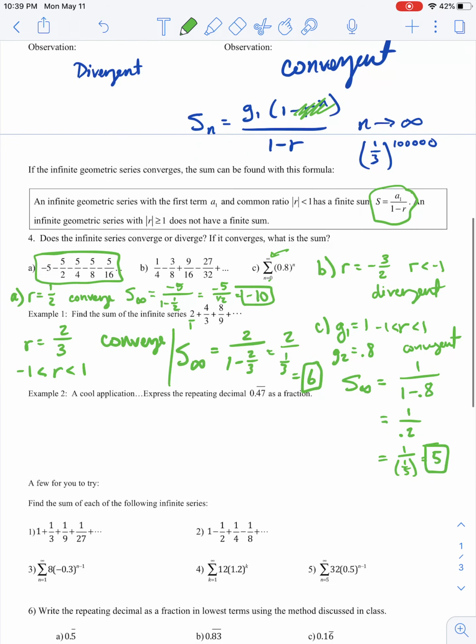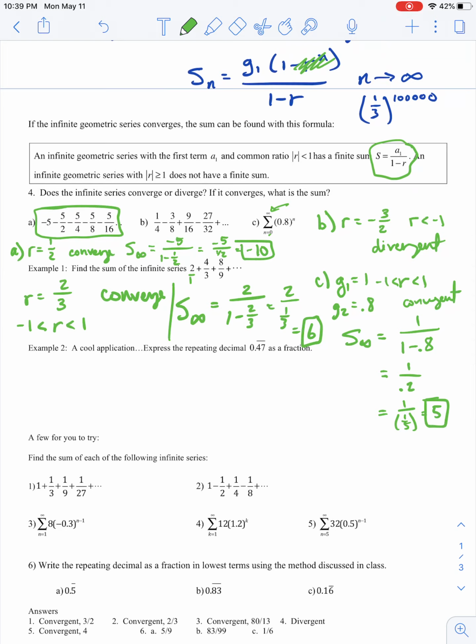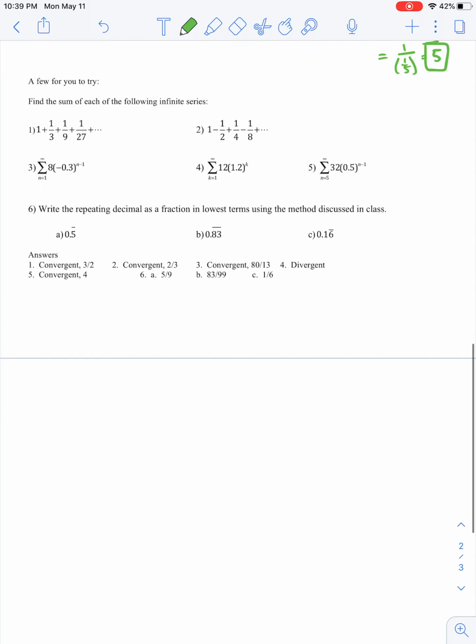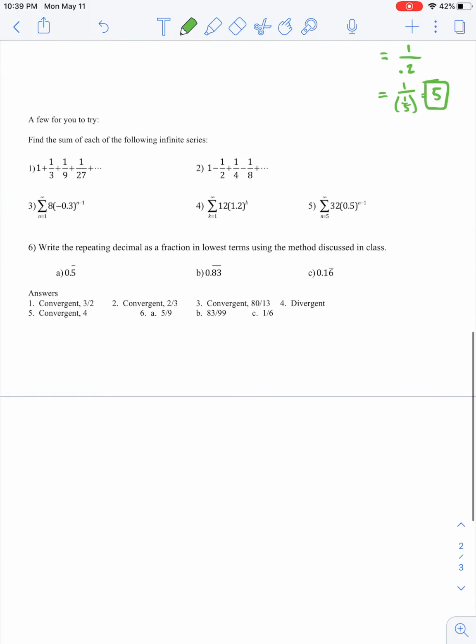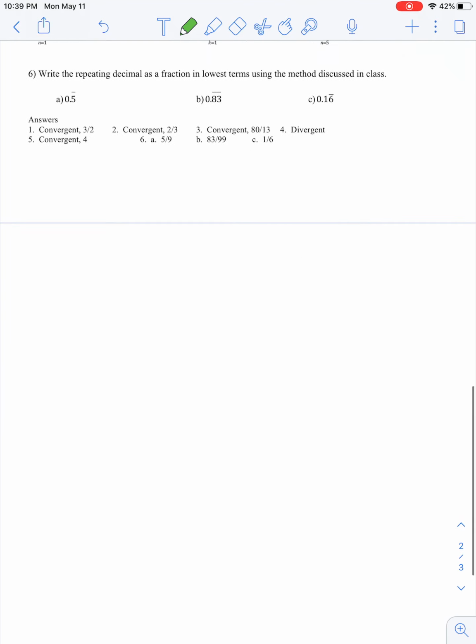All right. And so one last kind of cool application here. Can you write 0.47 repeating as a fraction? So I'm actually going to come down here real quick. And then there's a few for you to try there. So 0.47 as a fraction. Well, if we think about what that means, this is 0.47, 47, 47, 47, dot, dot, dot.